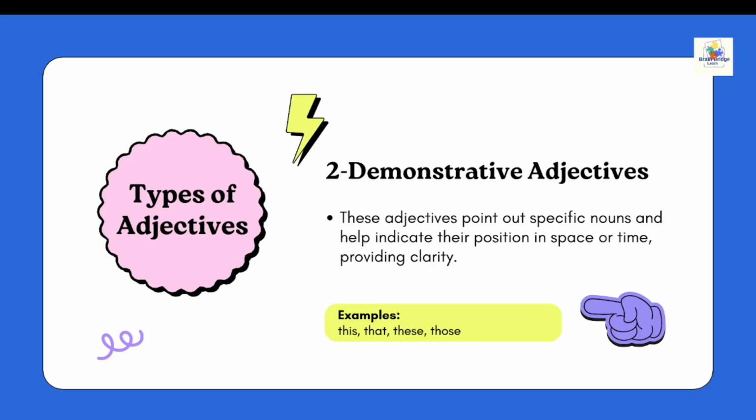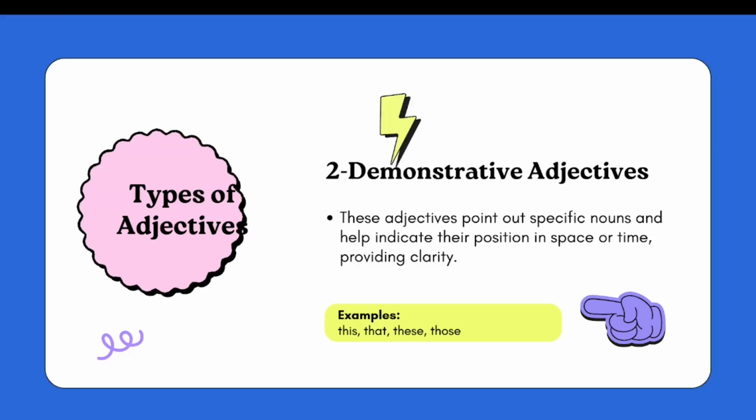Like here in demonstrative adjectives, they are pointing out something specific. For example, a red apple is kept on a table. One person is pointing to it and saying that that apple is red. Here red is the adjective and that is the demonstrative adjective.